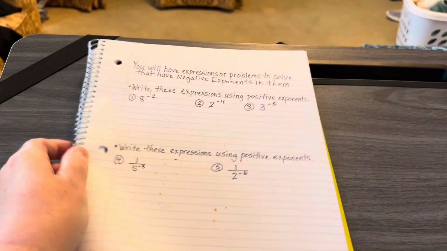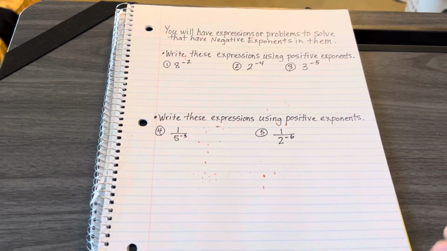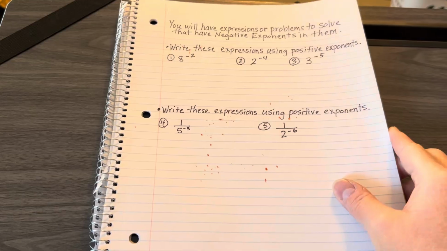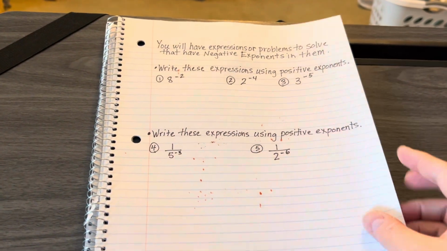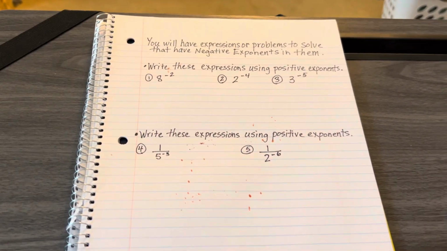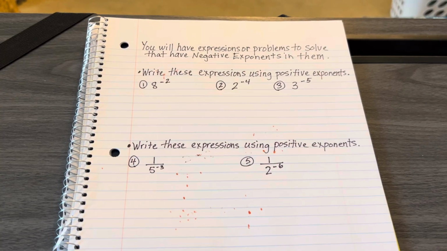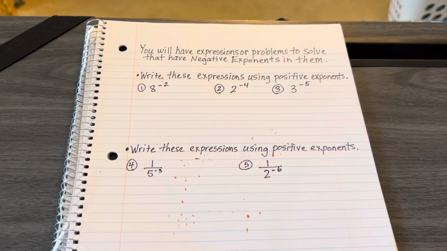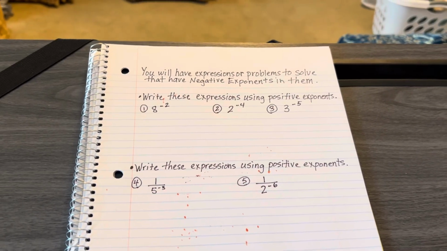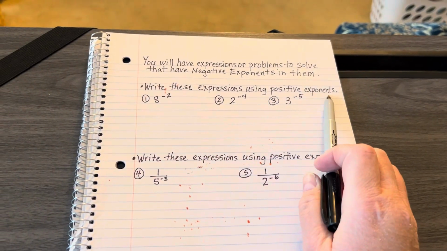The next thing I want to talk to you about is some more examples of the property we just covered, the negative exponent property, okay? So what you need to do here is remember that you're going to have problems or expressions to solve now that will have negative exponents in them, what we just talked about. So you may have directions that say, write these expressions using positive exponents.